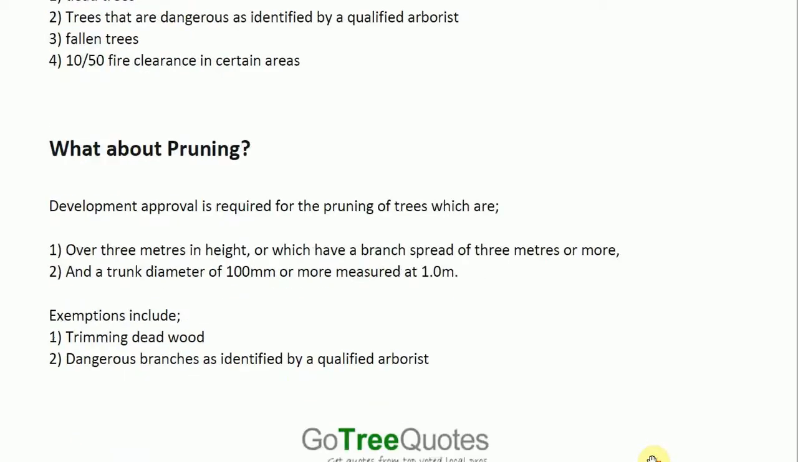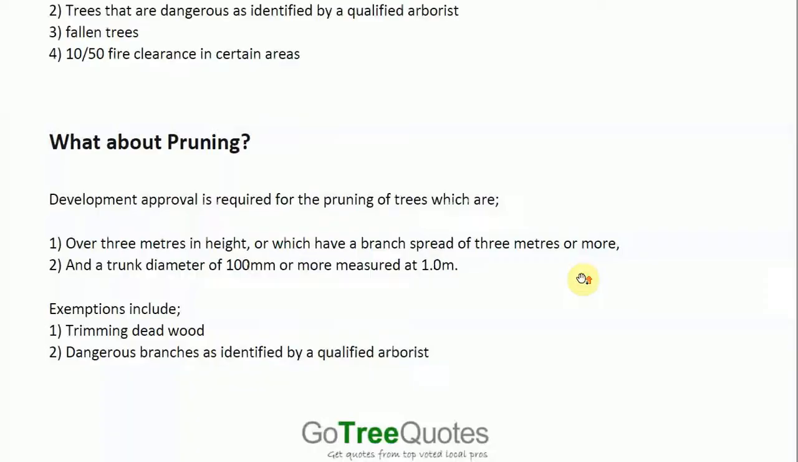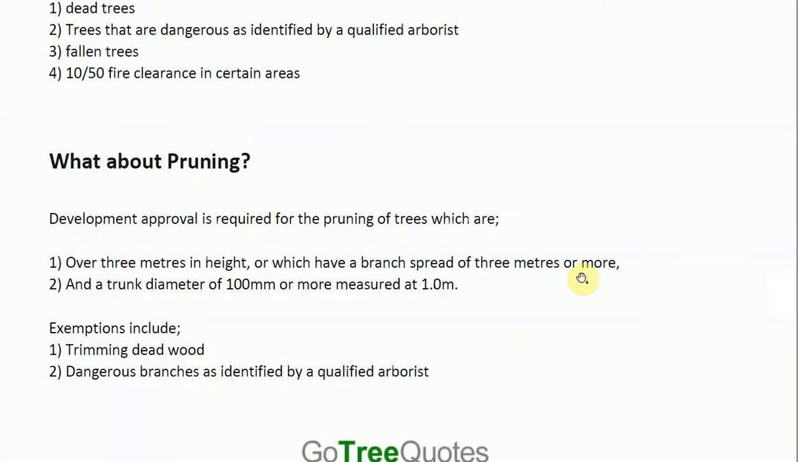Now onto pruning. The exact same rules apply, so you can prune a tree that's smaller than 3 meters or branch spread of 3 meters or more. You will need a development application or development approval, and the same with the trunk diameter. You can remove dead branches and dead wood, or again dangerous branches as identified by a qualified arborist.